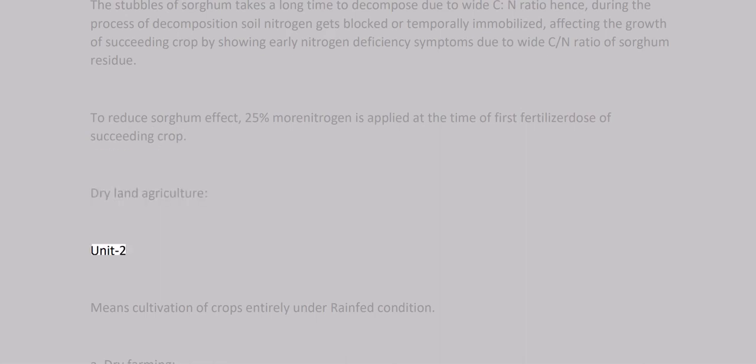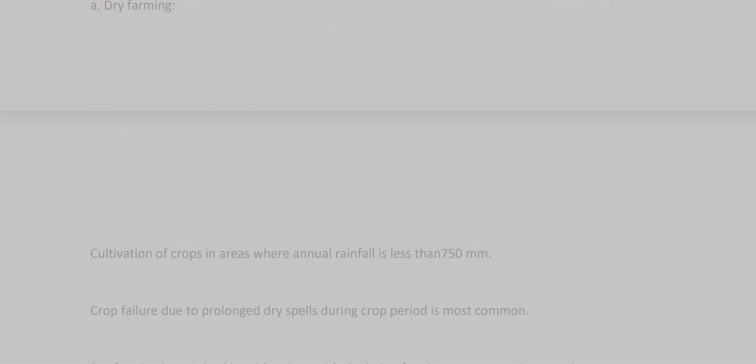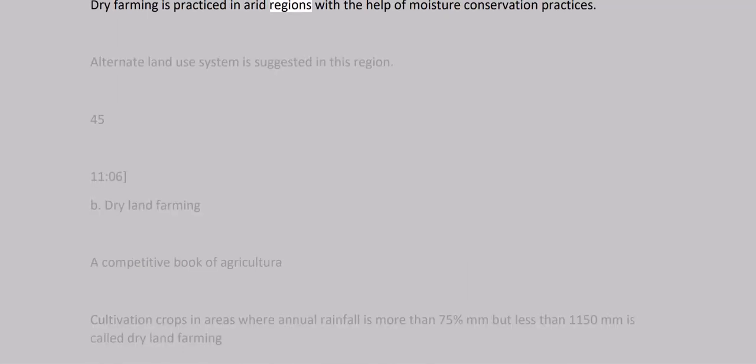Dry land agriculture. Unit 2. It means cultivation of crops entirely under rain-fed condition. A. Dry farming. Cultivation of crops in areas where annual rainfall is less than 750 mm. Crop failure due to prolonged dry spells during crop period is most common. Dry farming is practiced in arid regions with the help of moisture conservation practices. Alternate land use system is suggested in this region.